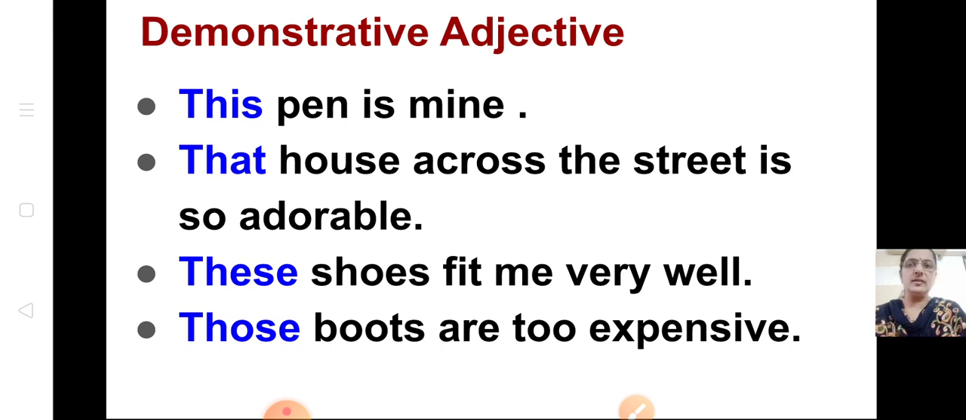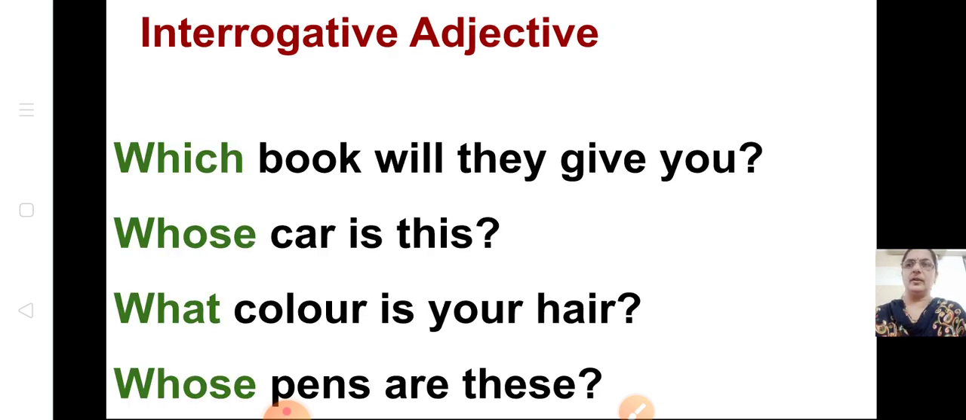Then demonstrative: this pen. So which pen? This pen. So this, that house. It should come before the noun. That house across the street, so adorable. These shoes, those boots, all these are demonstrative adjectives. It should come before a noun. Okay? You have to find out like that.